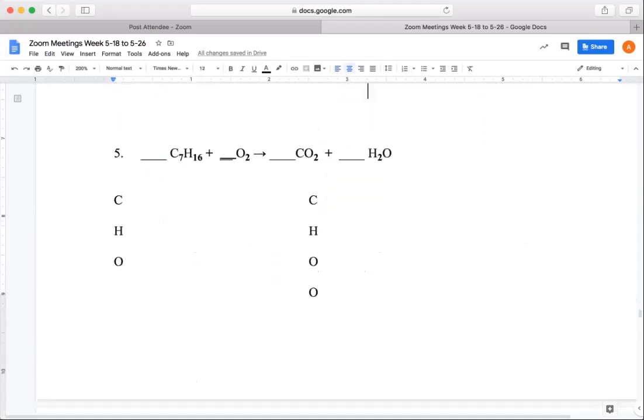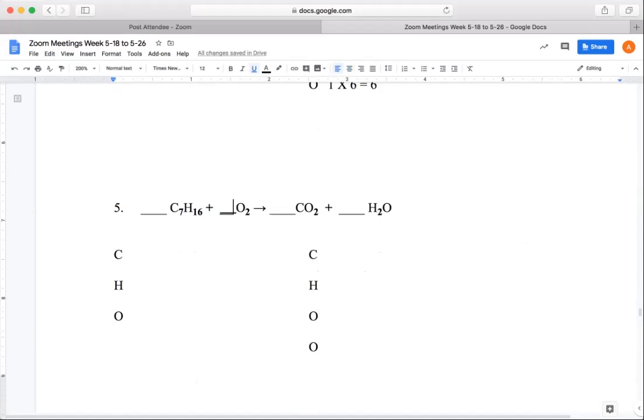All right, so let's do this final problem here. How many carbons do we have on the left side? We have 7. How many carbon atoms do we have on the right side? We have 1. How many hydrogens do we have on the left? We have 16. How many hydrogens do we have on the right? We have 2. How many oxygens do we have on the left side? We have 2.